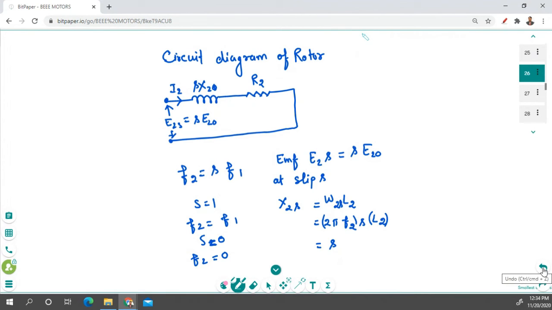Okay, here F2 should be F1. Where? Gautam, where? F2 equal to F1 into S in X2. Last part.